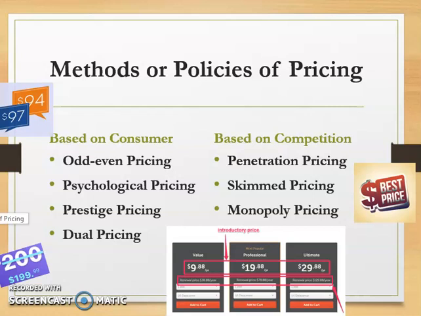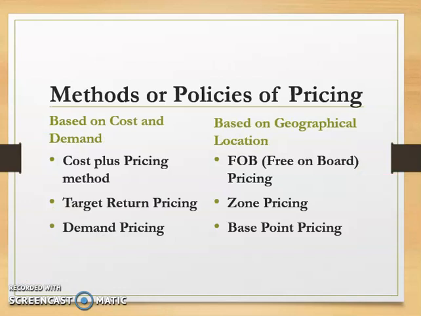Okay, so next is based on cost and demand. The cost-plus pricing method is where you first decide the cost of production, and then based on the profit level, you set the price. So the price equals the total of the cost plus profit. So you are basically depending on the cost, or depending on the demand of a product. So the pricing will vary depending on the sale or the production.